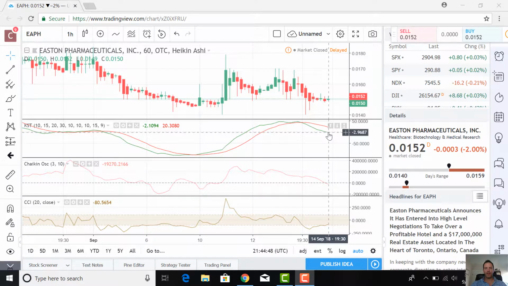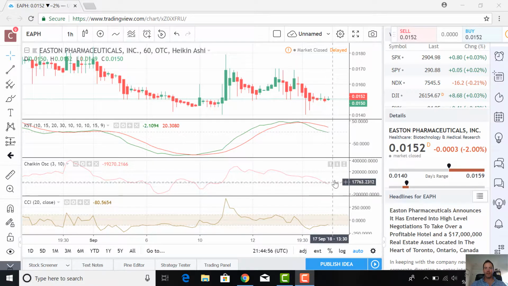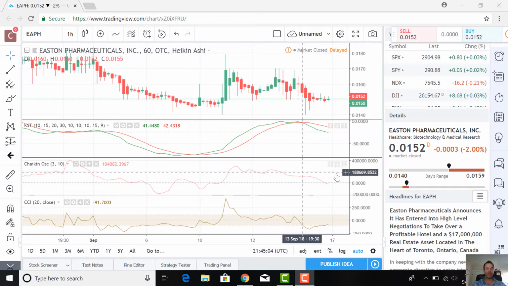Here's 0, and so we're just about to have a cross on the 0 axis. Look at what the Chaikin is showing us as well. Just recently crossing 0. A negative correlation here between both of these indicators going negative at the same time.